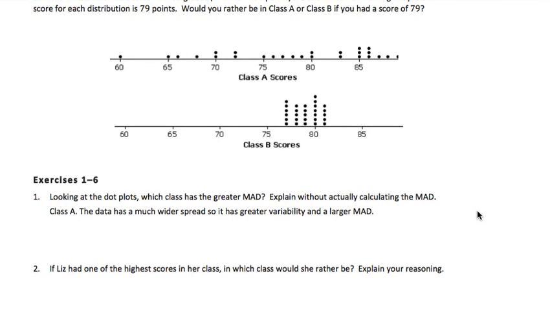If Liz had one of the highest scores in her class, in which class would she rather be? Well, if she has one of the highest scores, Class A has higher scores in general than Class B. The highest score in Class B is 81. That would mean that Liz would be around 88, 89. So of course she would rather be in Class B.